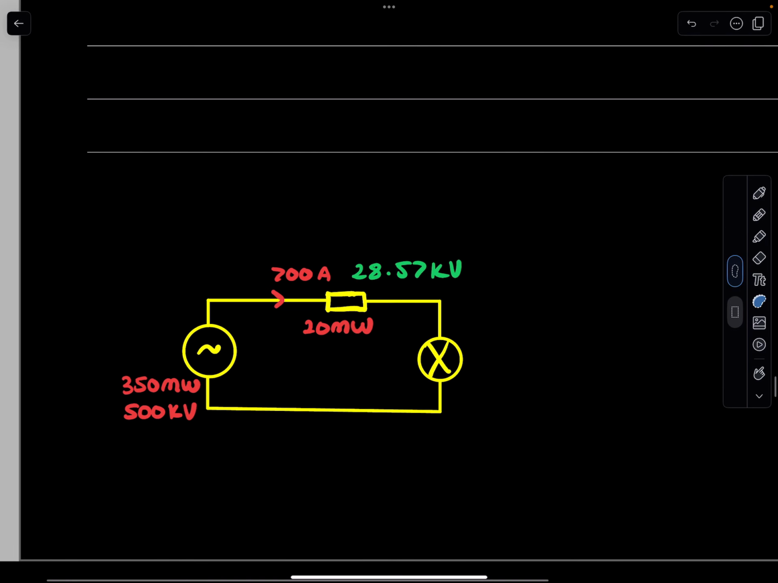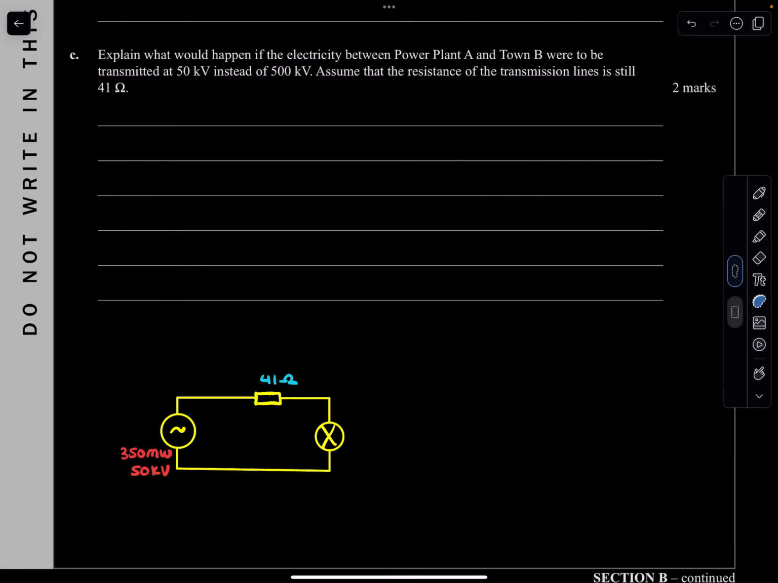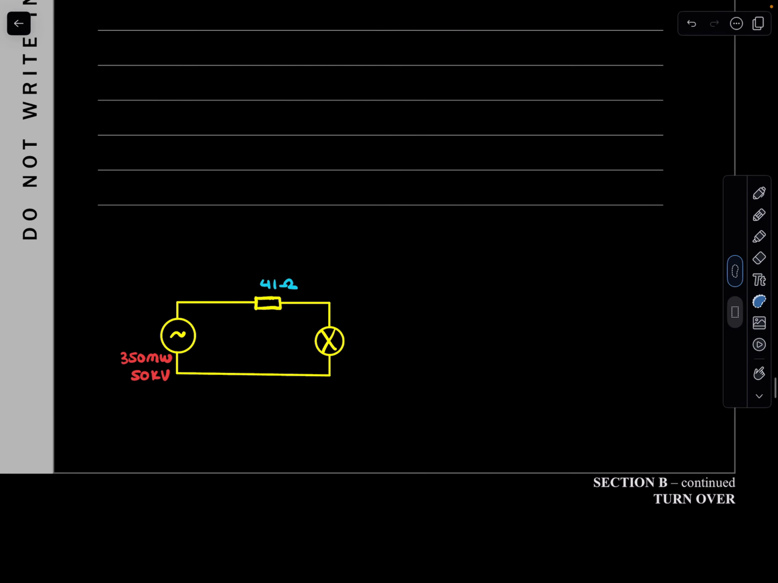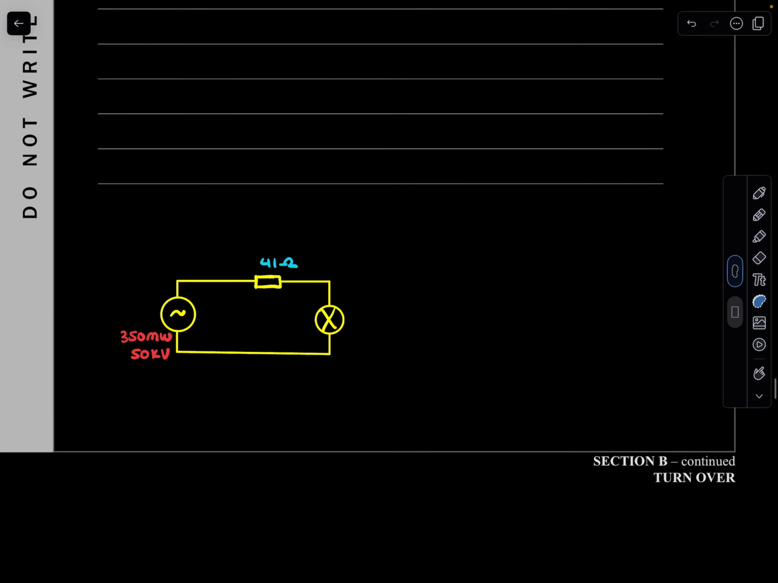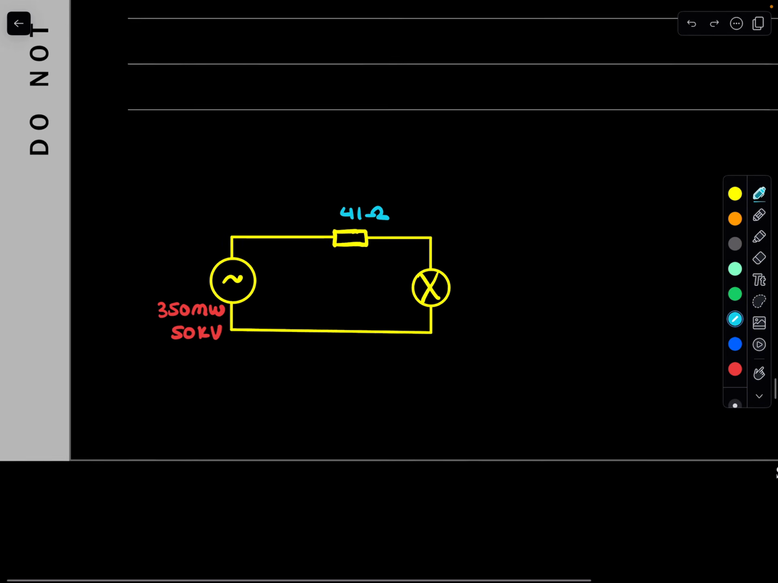So what's happening is we're changing. Of course, this is going to be changing if you're going to change some stuff. So we know that was 41 ohms. And so we're changing this one here to 50 kilovolts now, basically. And we're trying to see what's happening now between the power plant A and B. Okay, so remember power is, we're pretty much providing the same power for the power plant A. So don't forget, it's the same power. So what's going to really happen?